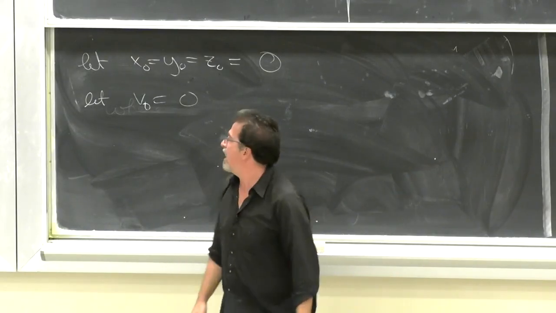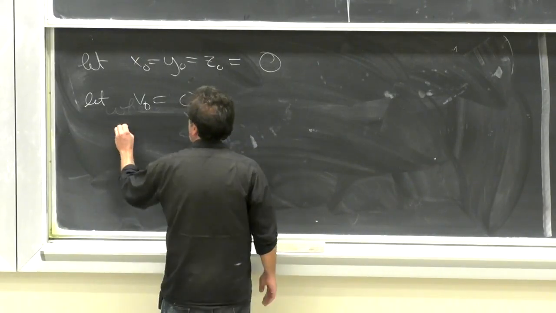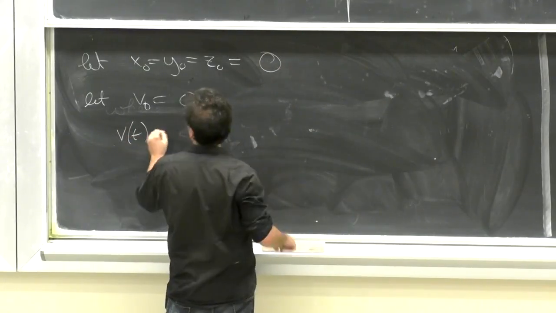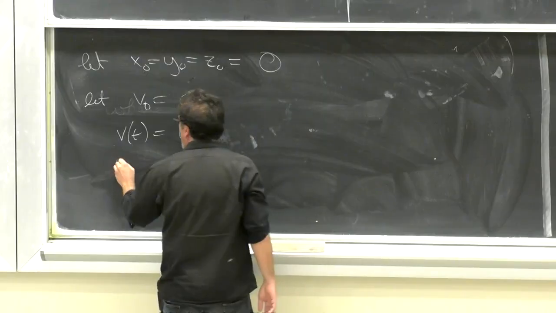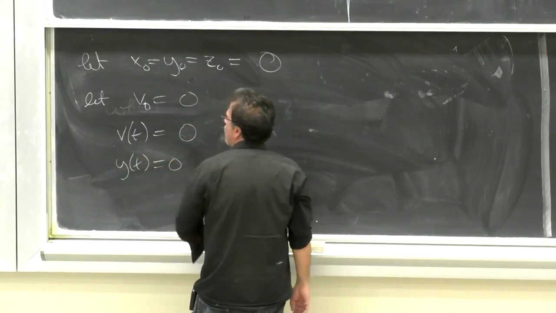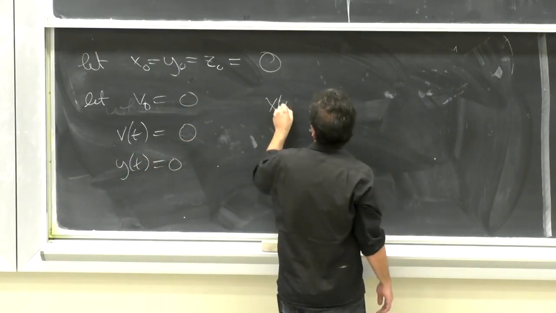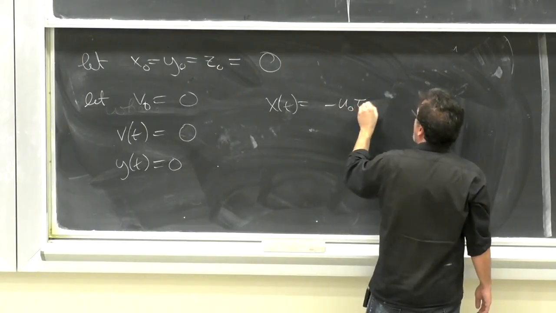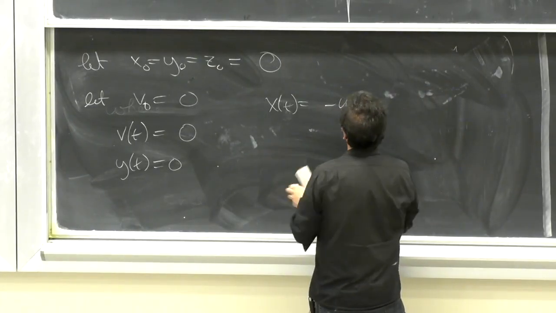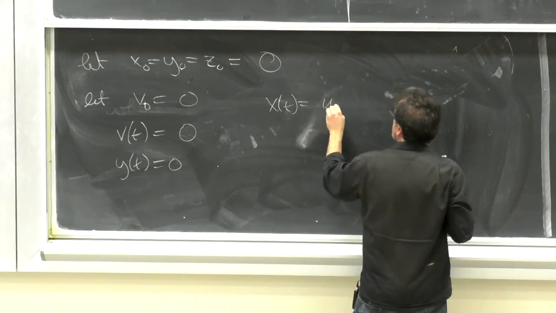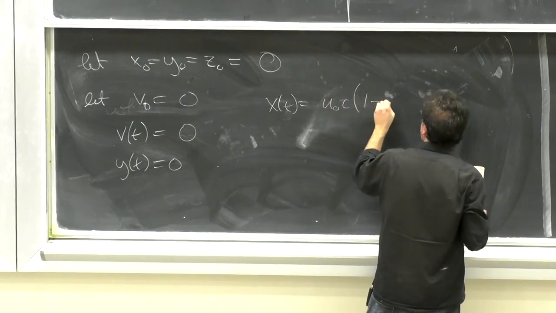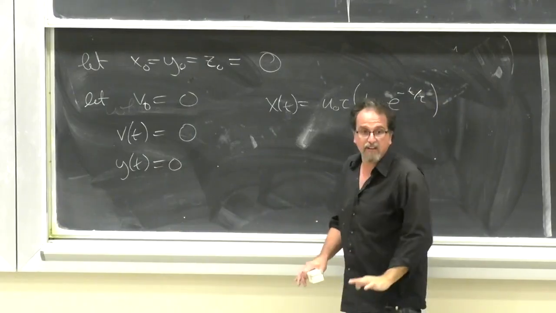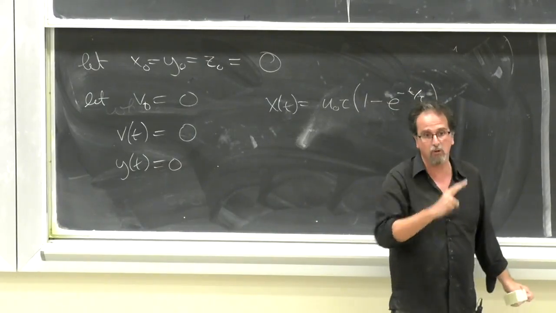Okay? And now, that tells me v of t, not the vector v, but the component, is equal to 0. That tells me y of t is equal to 0. And that tells me x of t is equal to negative u0 tau, or maybe I'll rewrite it. I'll write it as u0 tau times 1 minus e to the minus t over tau. That's all I got. So I got 4 of these things integrated, and I got 2 more to go.